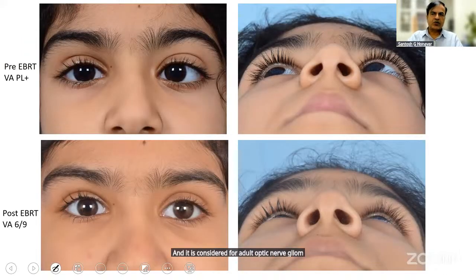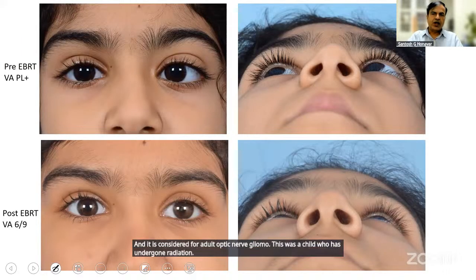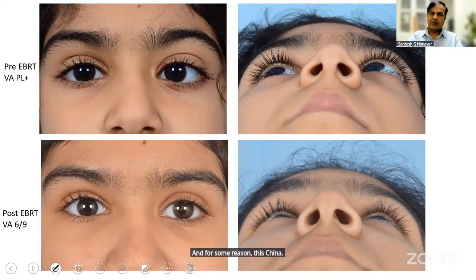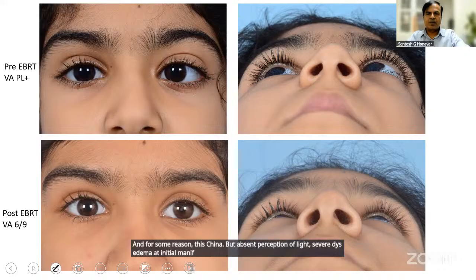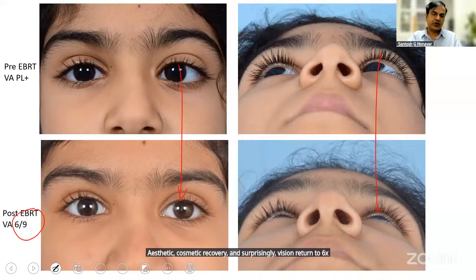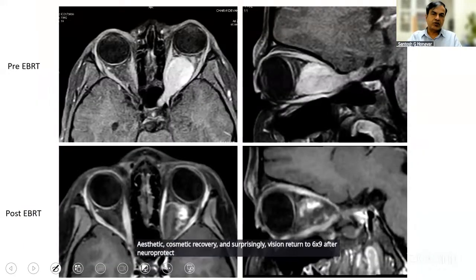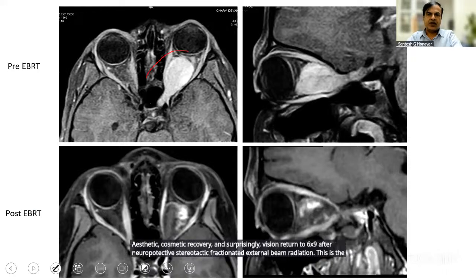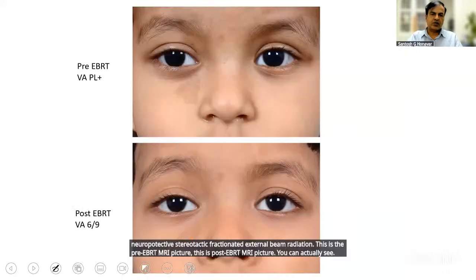This was a child who has undergone radiation, and for some reason, this child had absent perception of light, severe disc edema at initial manifestation. There is very good aesthetic cosmetic recovery, and surprisingly vision returned to 6 by 9 after neuroprotective stereotactic fractionated external beam radiation. This is the pre-EBRT MRI picture. This is the post-EBRT MRI picture. You can actually see nice regression even on MRI.